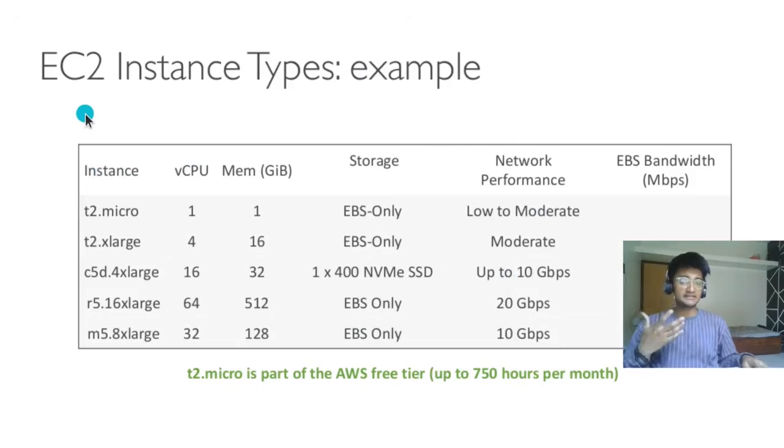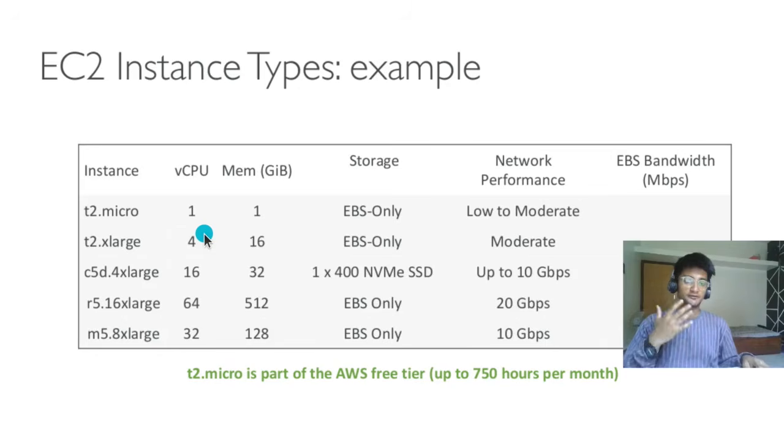Next, there are different instance types which we are going to see, but just to name a few of them: T2 micro, T2 xlarge, C5, R5, and M5. If you can see, there's a difference between the memory and the CPU of all of them. This has the lowest, 1 and 1. This has 16 CPUs. This has 32 memory RAM. So you can choose any of them according to your use case.